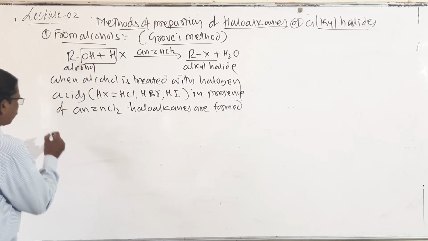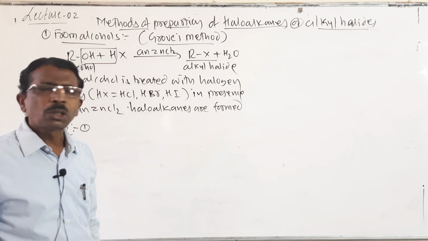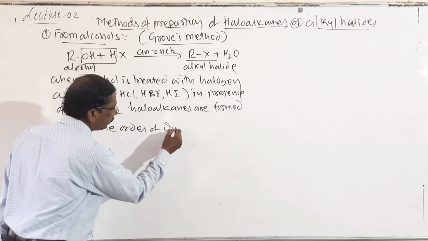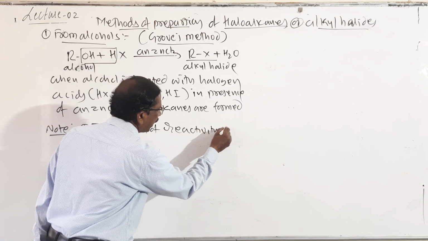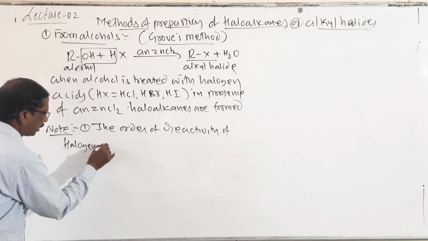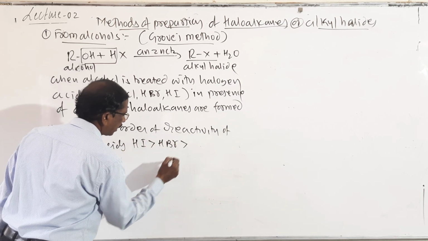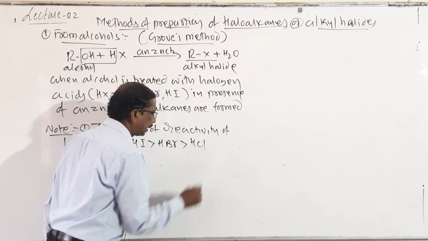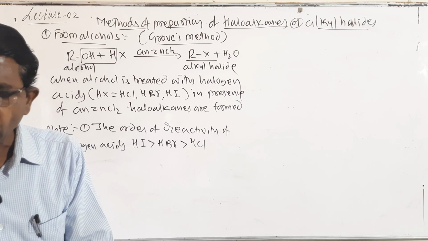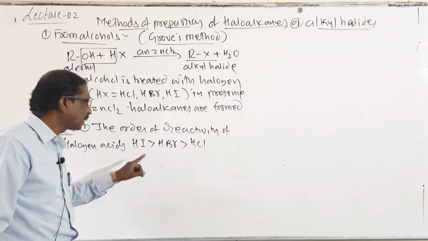Number 1, note, the order of reactivity of halogen acids is HI, HBr and then HCl. Look here students, the order of reactivity is HI, HBr, HCl. So why is HI more reactive?